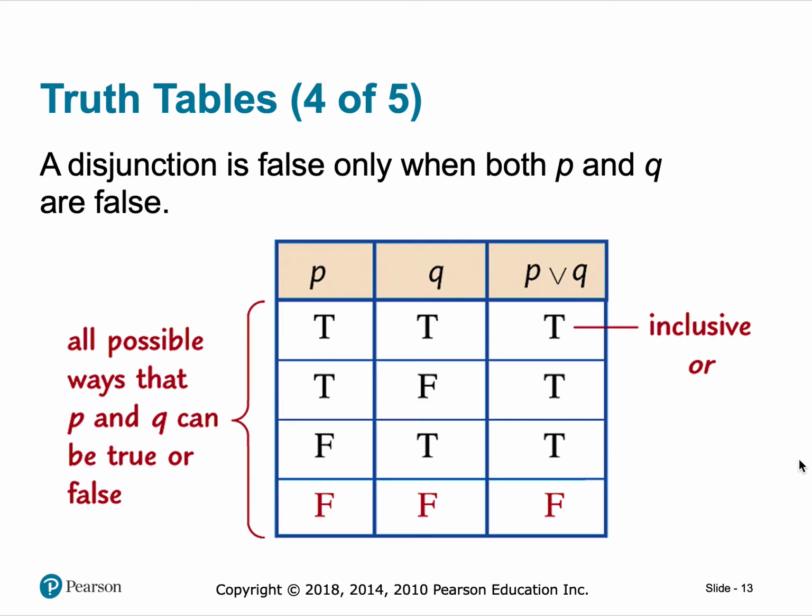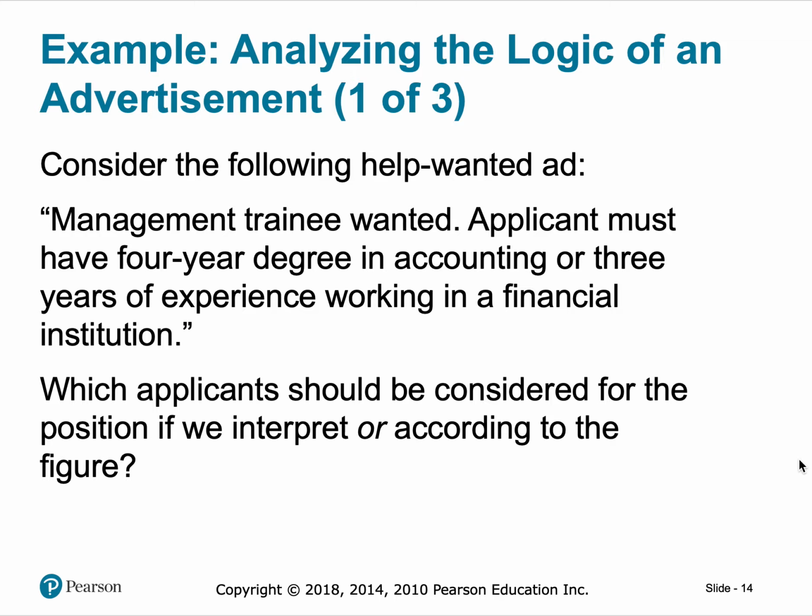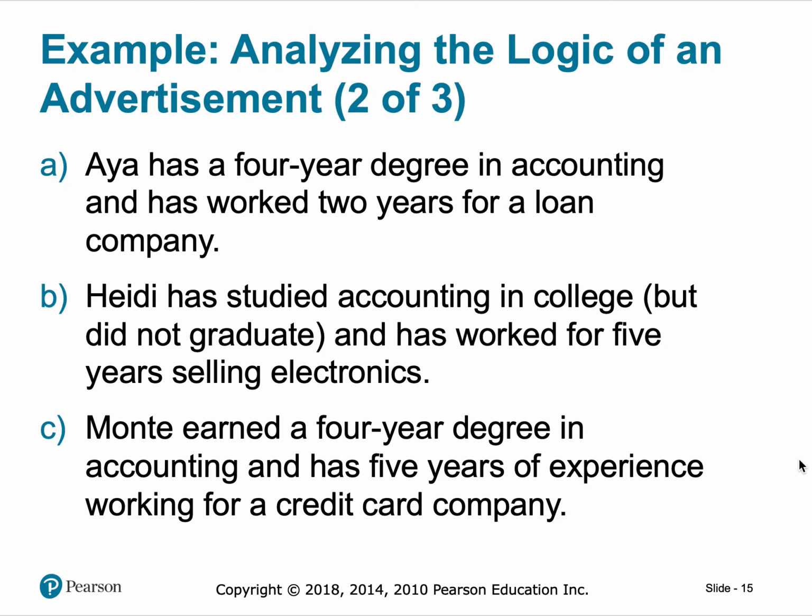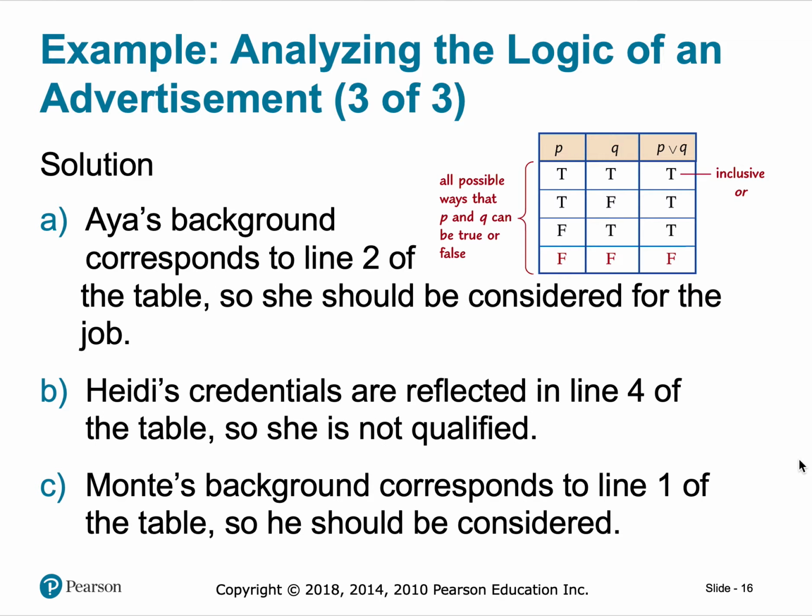A disjunction is false only when both P and Q are false. That would be the bottom row. So notice we have a disjunction. Notice the V symbol is upright and not upside down. So what does that actually look like? Let's consider the ad. Management trainee wanted. So we're looking for a trainee. Applicant must have a 4-year degree in accounting or 3 years of experience working in a financial institution. Which applicant would be considered? So I have 3 applicants that need to meet the criteria given in that previous statement.